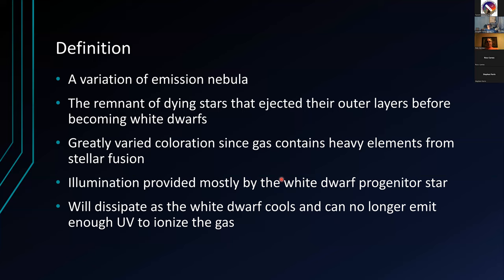During the process by which these stars blow off their outer layers, this also releases a large amount of UV light, which provides the illumination for the gas. And over time, on much shorter timescales compared to the other three nebulae we talked about, these planetary nebulas will dissipate, because the white dwarf will cool and will no longer emit enough UV light or X-rays, or in some cases gamma rays, to ionize and provide energy to the gas. And so it'll slowly blend its way back into the interstellar medium.